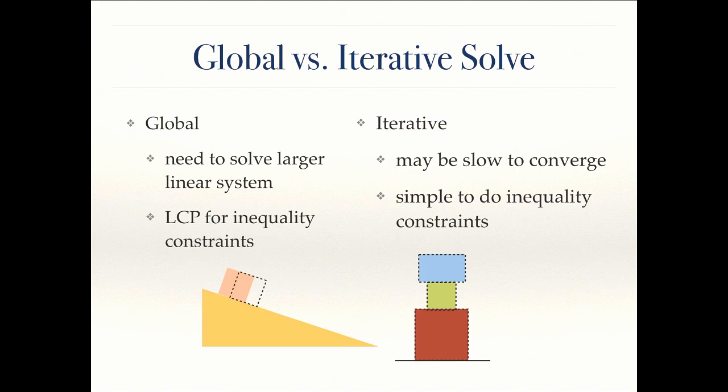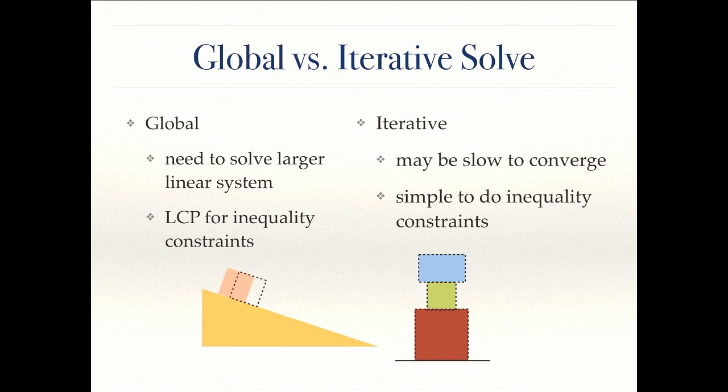Why do I want to even do this iterative approach? If I do everything globally, then I need to solve a potentially large linear system. And remember I showed you that my contact constraints are actually these inequality constraints. They're not generally equality constraints because they're one-sided. I can lift something off a surface.